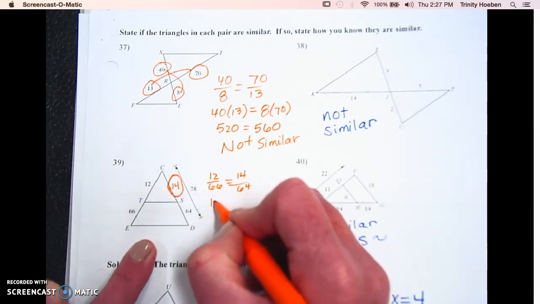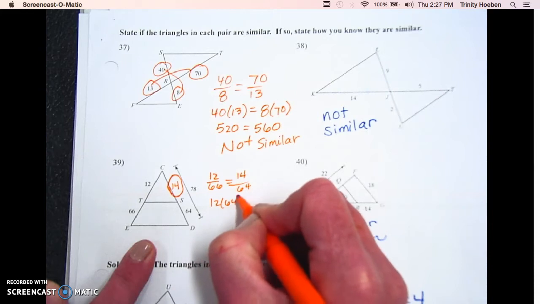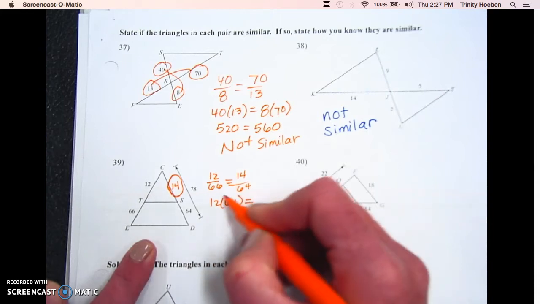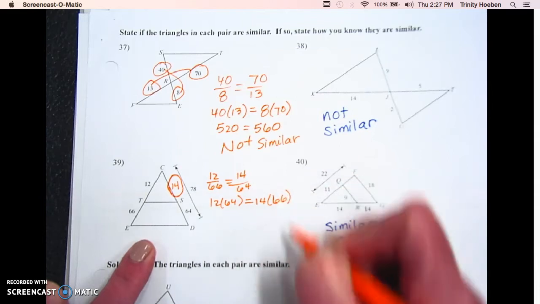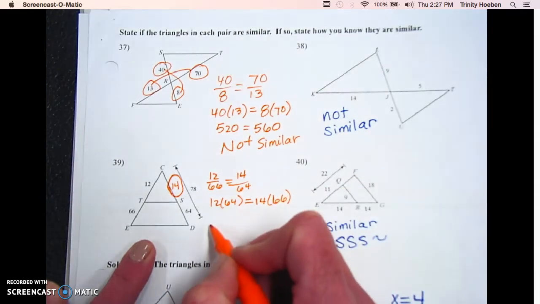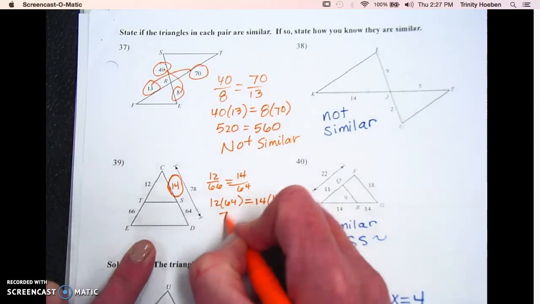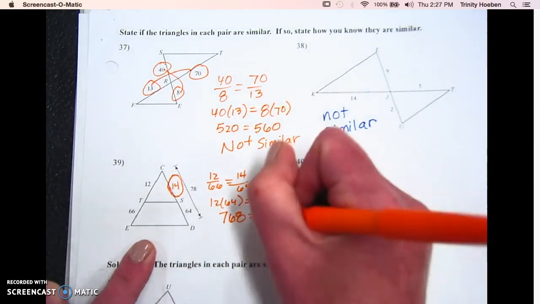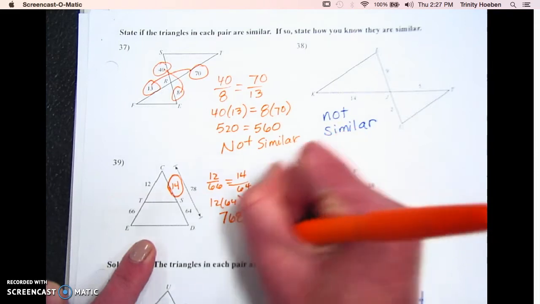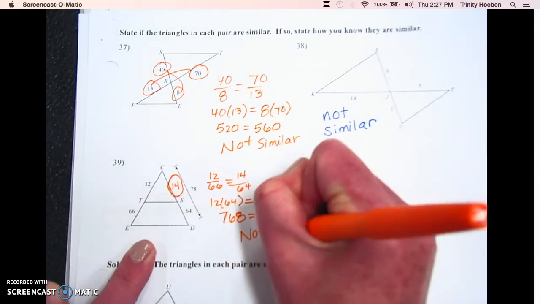Do the cross product, so 12 times 64 should be equal to 14 times 66. Get your calculator out, punch it in. 12 times 64 is 768. 14 times 66 is 924, so they are not similar.